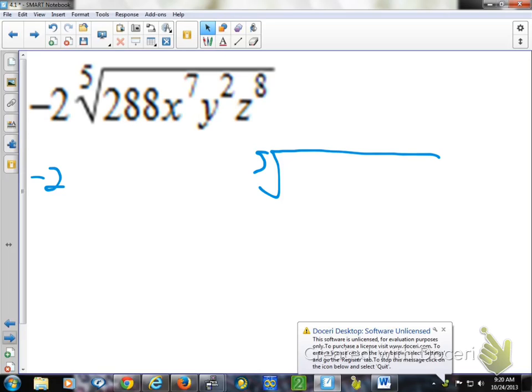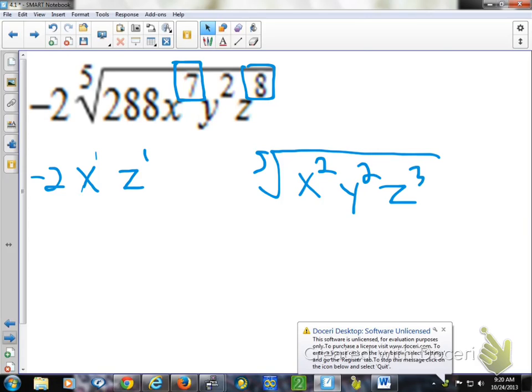Ashley, you want to help me out to start out with? I believe in you. How many groups of 5 can you take out of 7? 1. That's very good. And if you took 1 group of 5 out of 7, how many are left? Very good. Wyatt, what about the Y's? How many groups of 5 can I take out of 2? None. So they're all going to be left in there. Kennedy, how many groups of 5 can I take out of 8? 1. And how many are going to be left in? Very good. Letters are done.